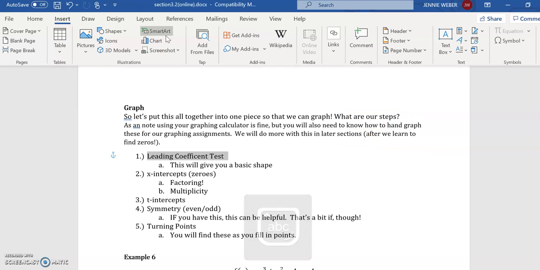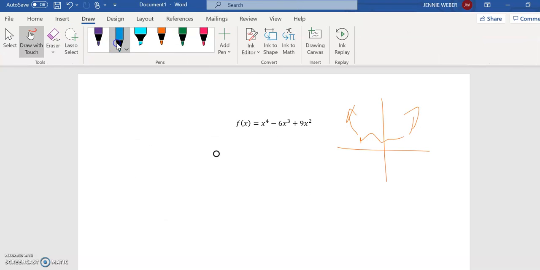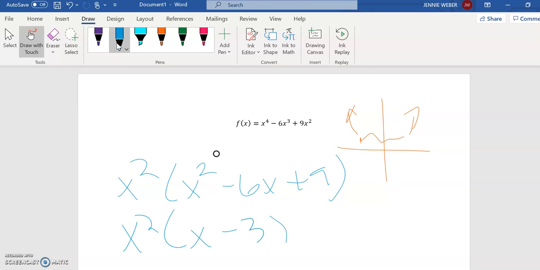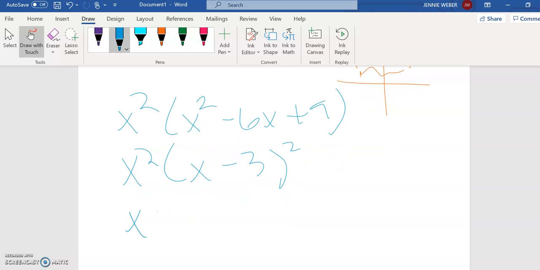Okay, now intercepts. So let's find intercepts. I'm going to start by factoring. I'm going to take out x squared, leaving x squared minus 6x plus 9. And then I can factor, and it's a perfect square binomial, that factors really nicely. So this means my zeros are 0 and 3.